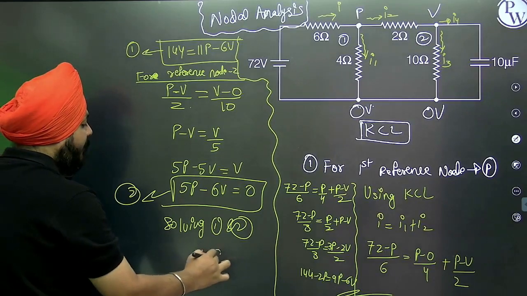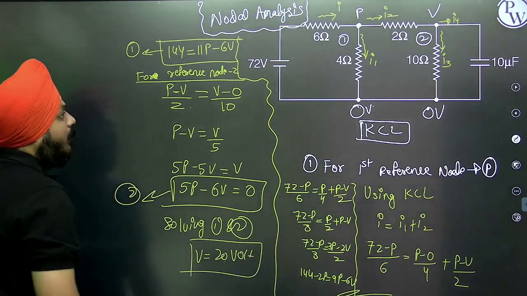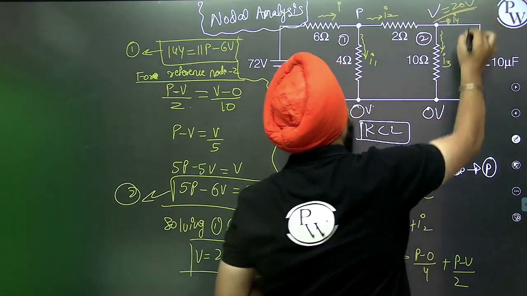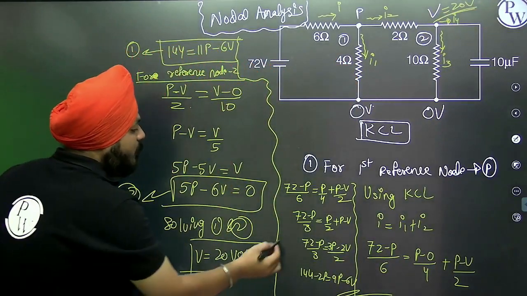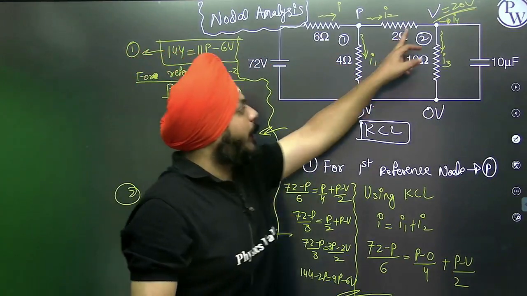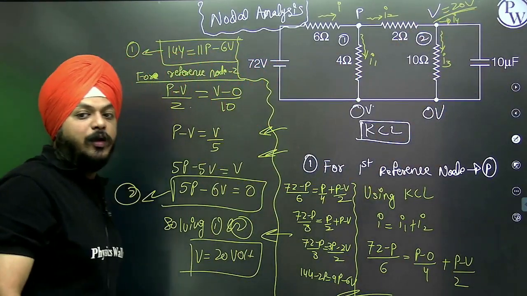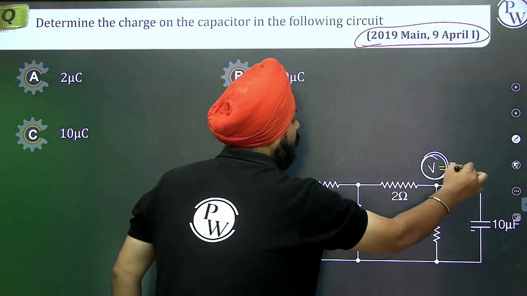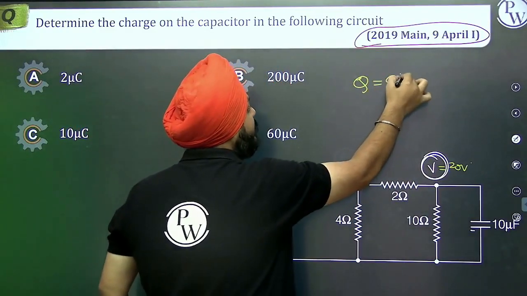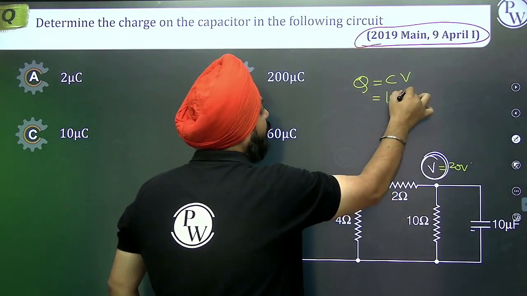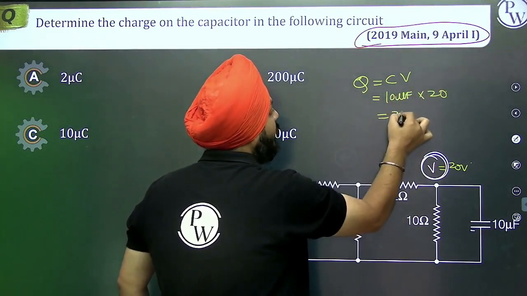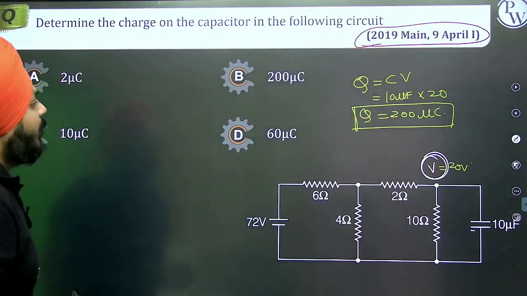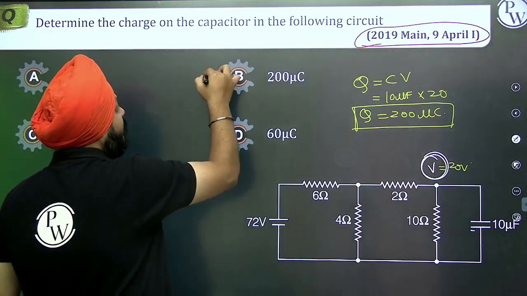We are going to get 20 volt. The potential at this point, you are going to get approximately 20 volt. Whatever potential you got at this point, 20 volt, the same is going to be across the capacitor. So the potential is going to be 20 volt, and the charge stored in the capacitor is C into V. The capacitance value is 10 microfarad. Potential is 20 volt. So 200 microcoulomb of charge is stored in the capacitor. B is the perfect answer for this specific question.